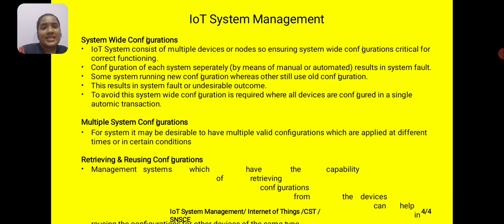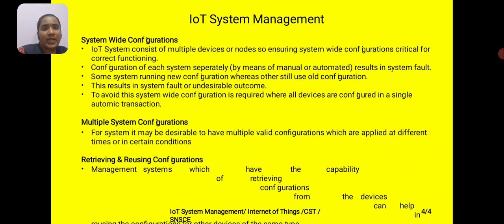Next one is system-wide configuration. In system-wide configuration, multiple devices and nodes must be configured in a coordinated way for correct functioning. Configuring each system separately, whether manually or automated, and the result is system faults.